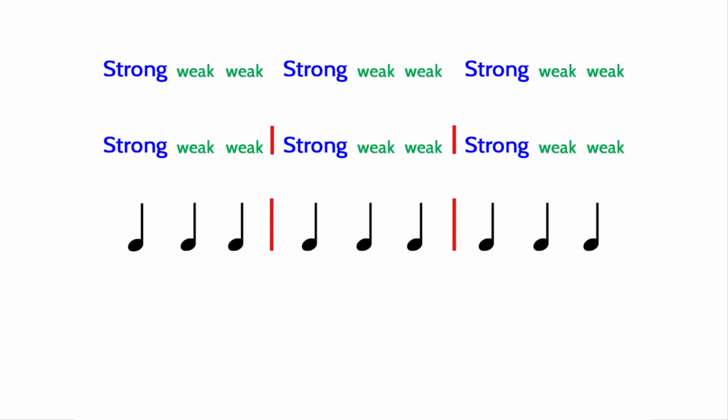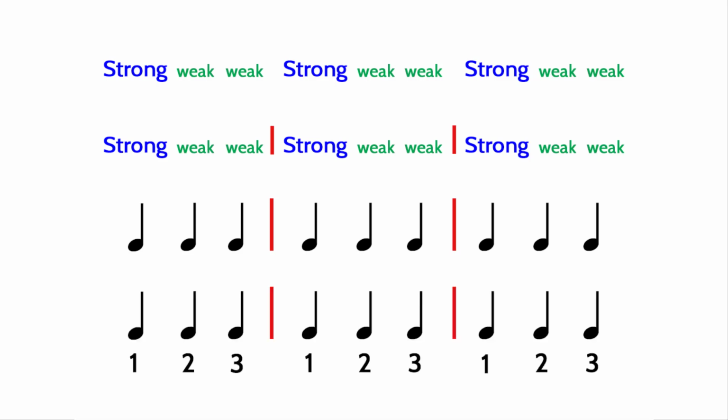Let's replace my strong, weak, weak words with crotchet beats, and we'll keep in the lines. And now let's write in how many beats are occurring between each line. We can see that we've got a recurring 3-beat pattern, and very importantly, that the strong beat is always coming on beat 1.